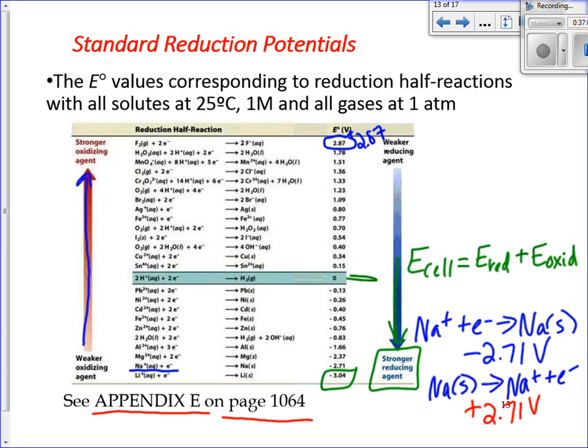Okay? So when you're looking at your reaction, you look up your reduction. You can just take that one right off the chart. You look up your oxidation, you have to flip it and change the sign. Okay? Then you can add them together and get the E cell. Does that make sense?